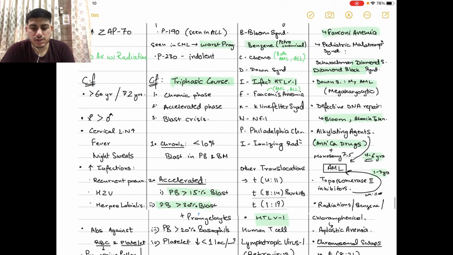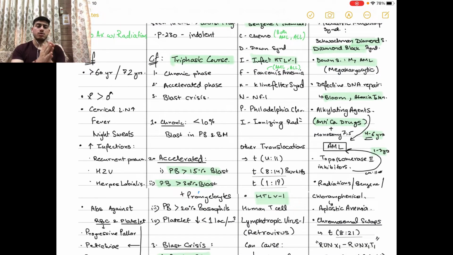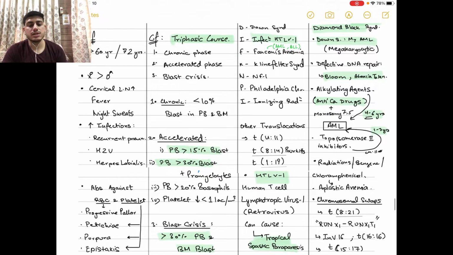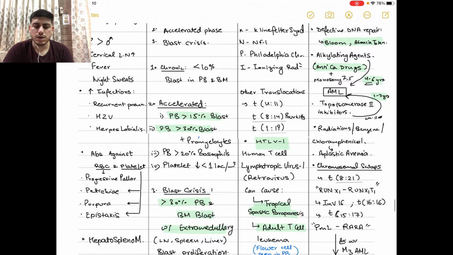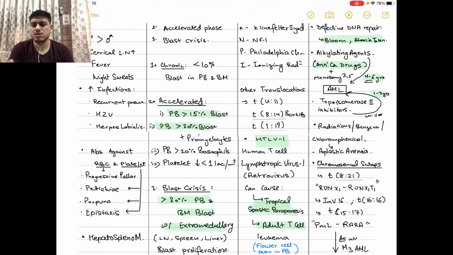Now the clinical features. Remember it, CML, all these three letters are different. There will be triphasic deterioration of this patient. The first phase will be the chronic phase, then the accelerated phase, then blast crisis. If the patient comes to you in the chronic phase, you will find less than 10% blast cells in peripheral blood or bone marrow. It's slowly progressing, it's not that fast.